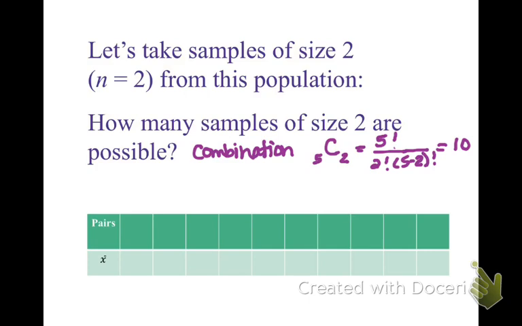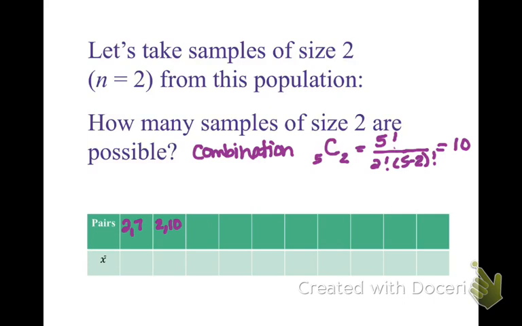So we're going to take a moment to write every one of the possible samples of size 2 in this chart. For example, we have pairs 2 and 7, then we have pairs 2 and 10. So take a minute to pause the video and continue when you've filled out the entire table.